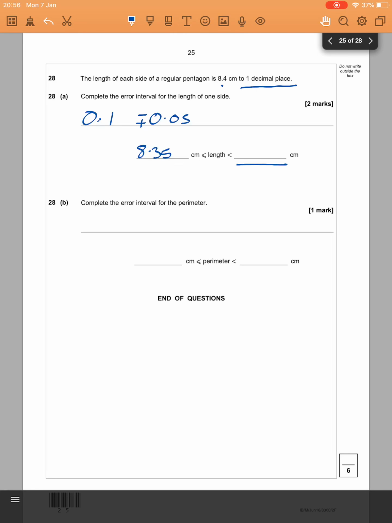Then you have to complete the error interval for the perimeter of the pentagon. Well, the pentagon has 5 sides. So if the lowest value that the length could be is 8.35, then the lowest value for the perimeter is 8.35 times 5, which is 41.75. And you can find the upper interval. And that's the test done.